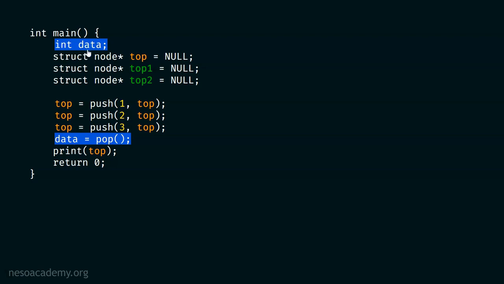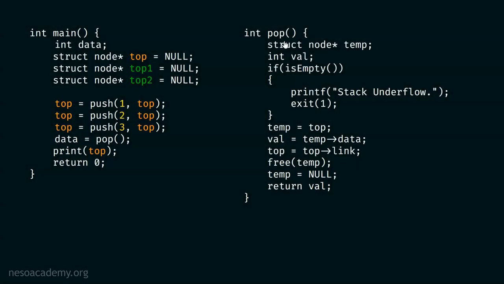That's why I have declared this data variable over here, and you can see that I have put this line of code, data equal to pop, which means that after calling this pop function we will receive this value and we will store it inside this data variable, right? And this is how our pop function looks, right? But please remember there is a problem in this pop function.